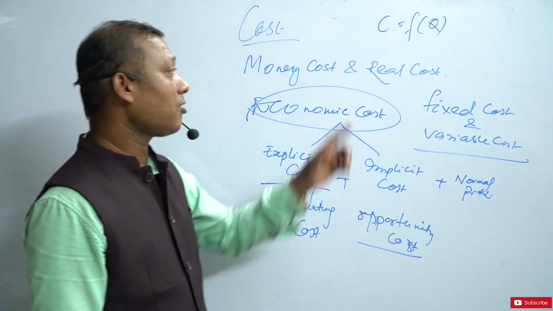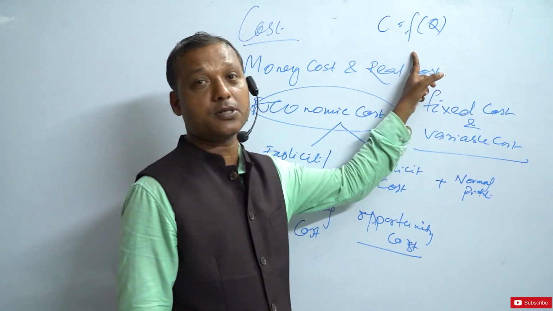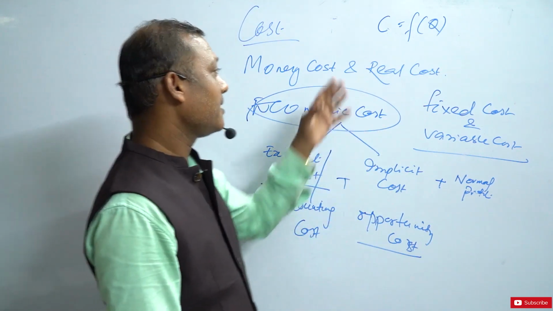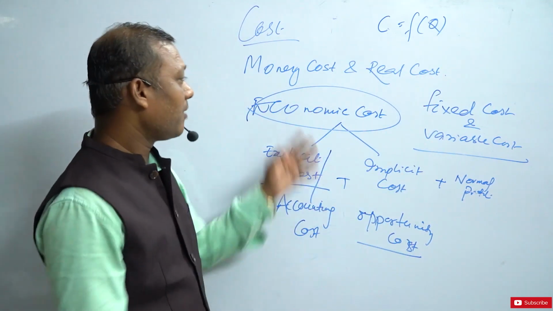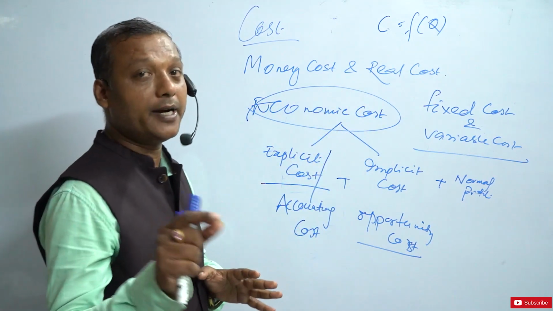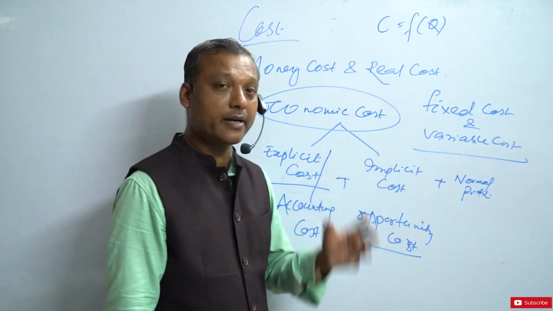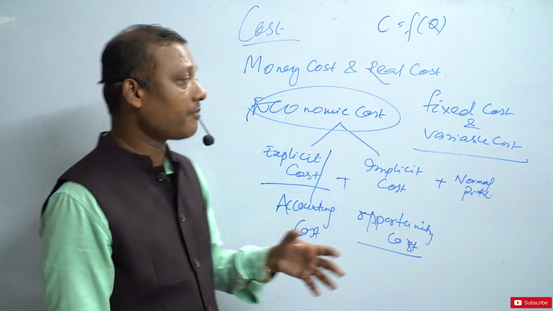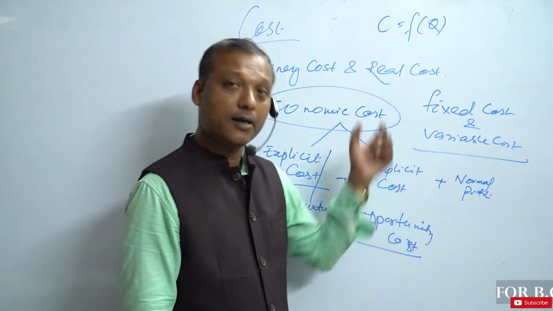Cost function is the relationship between cost of production and output produced. Symbolically, you can write C is equal to function of Q, where Q stands for your output. We have also discussed money cost and real cost. Cost paid in monetary terms is known as your money cost. Real cost refers to all types of sacrifices, pain, and effort undergone during the production process.